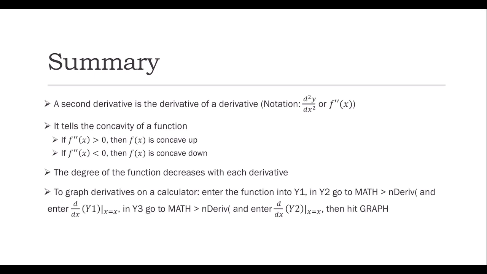So in summary, a second derivative is the derivative of a derivative and is written as d squared y dx squared, or f double prime of x. It tells the concavity of a function. If f double prime of x is greater than 0, then f of x is concave up. And if f double prime of x is less than 0, then f of x is concave down. And the degree of our functions will decrease with each derivative.